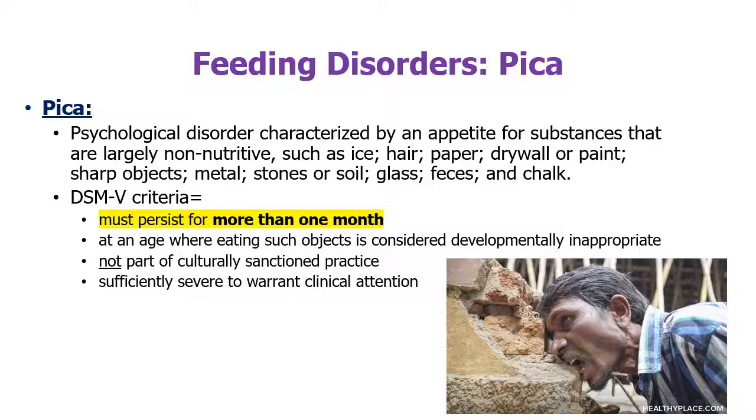Now, diagnostic criteria, mostly all you've got to focus on is the persistence of time. Pica must persist for at least 1 month before it can be diagnosed, and it can't be in the presence of other developmental disorders. And of course, it must affect their ADLs.